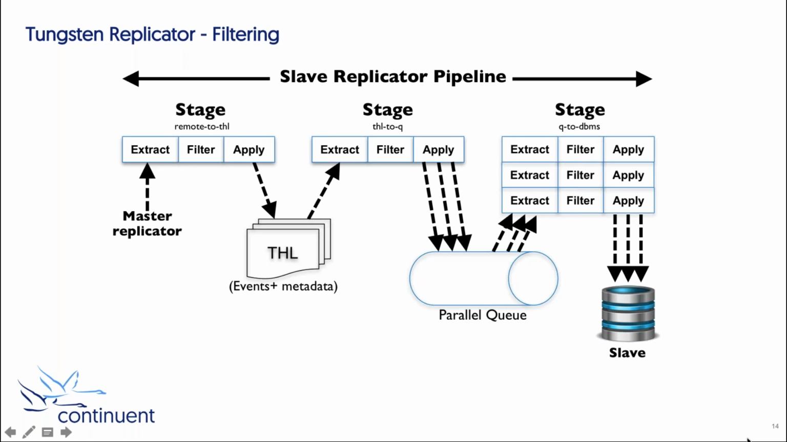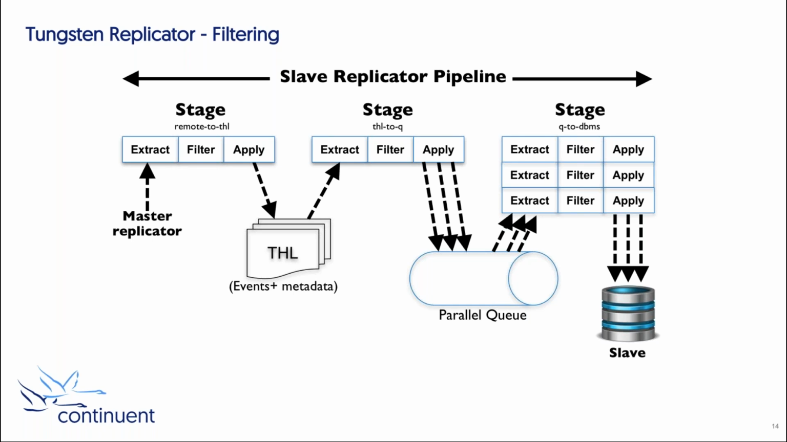And a master replicator has similar stages, except the first stage is going to be extracting from MySQL, and the last stage is going to be actually sending the THL to slaves. So we can place filters really anywhere in this pipeline, and we can place them either on a master or a slave or a combination. So this flexibility actually allows you to put filters into the stage that is going to handle it the most efficiently.